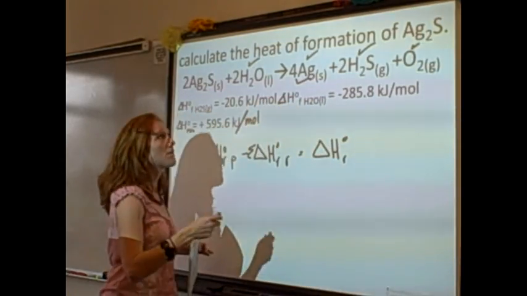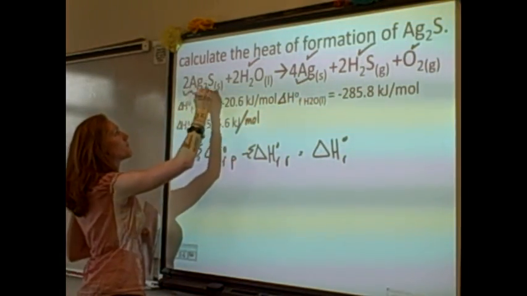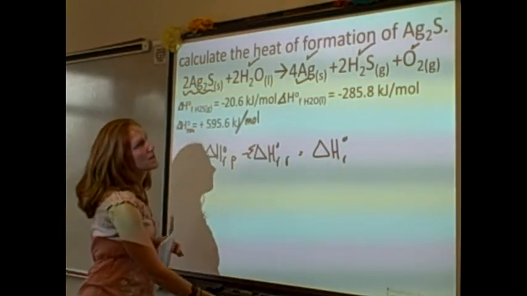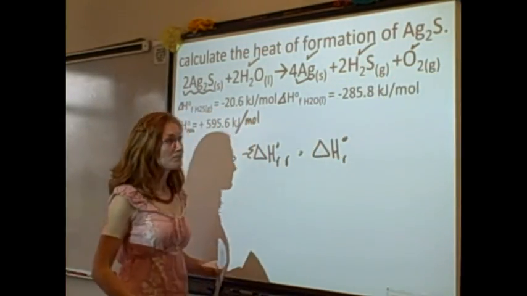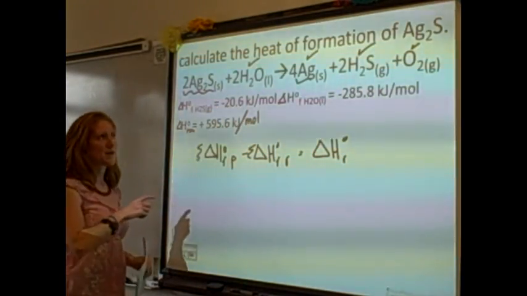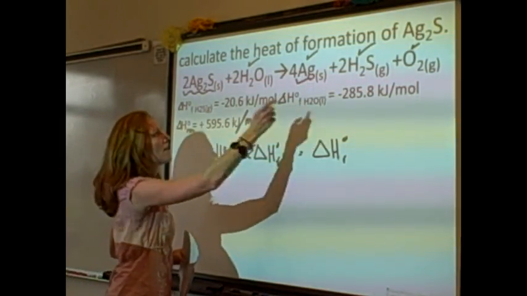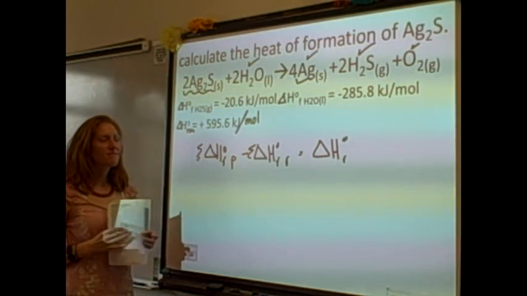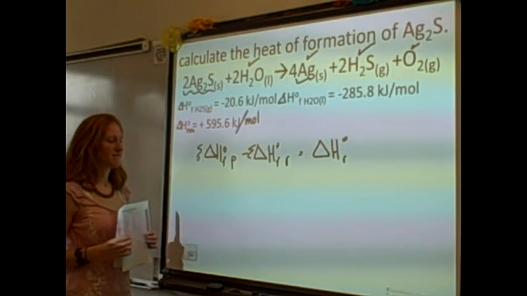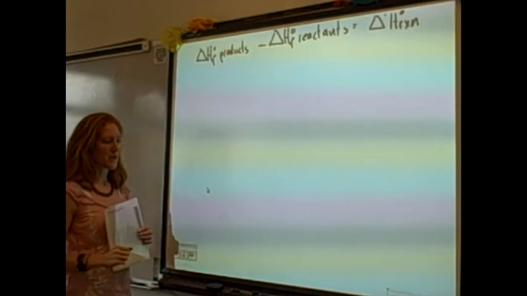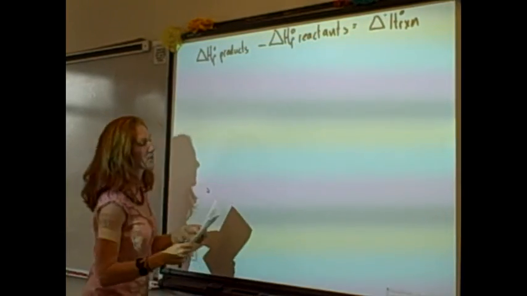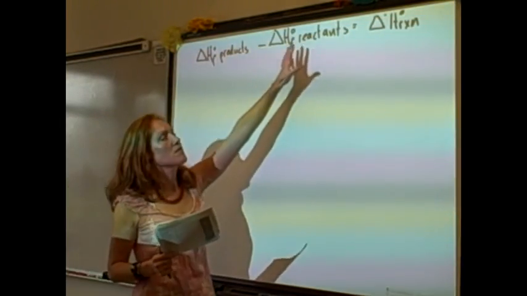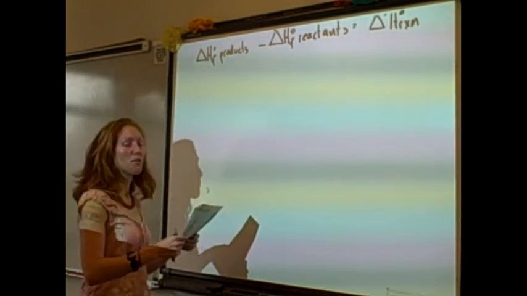So I have all the enthalpies of formation except for silver sulfide, and that's what I'm going to solve for. You might want to pause right now and write down the equation and all the enthalpies of formation and the enthalpy of reaction. Pause. Do you have it? Okay, I need more space. That's why I had to go to a new slide. So I'm going to use this equation, plug in everything I know, and solve for the one thing I don't know.